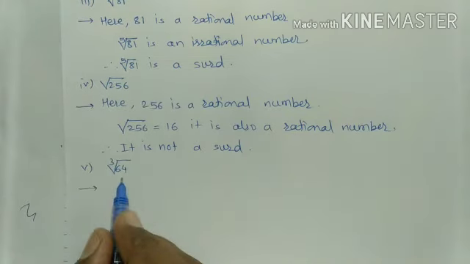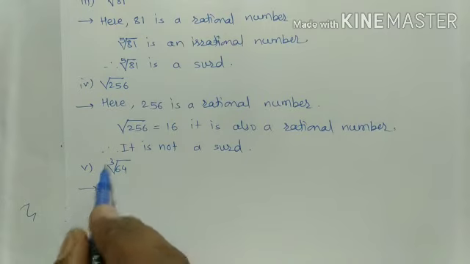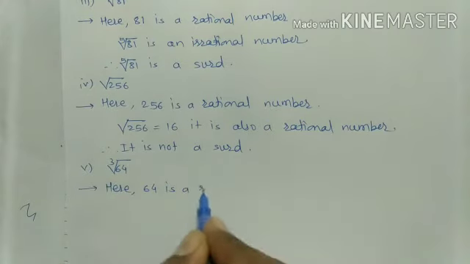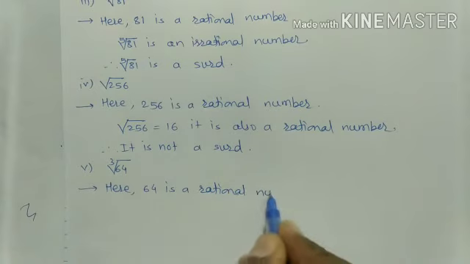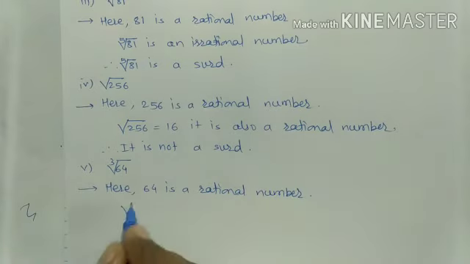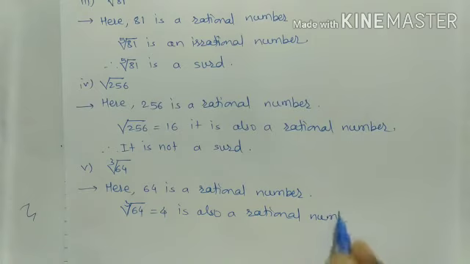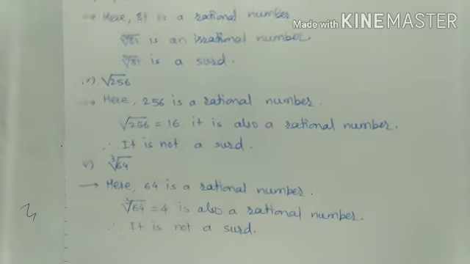Then the next example is the cube root of 64. Here we know that 64 is a rational number, and the cube root of 64 equals 4. Therefore it is also a rational number, and therefore it is not an example of a surd. So here we write, here the 64 is a rational number, and this cube root of 64 equals 4 is also a rational number, and therefore it is not a surd.